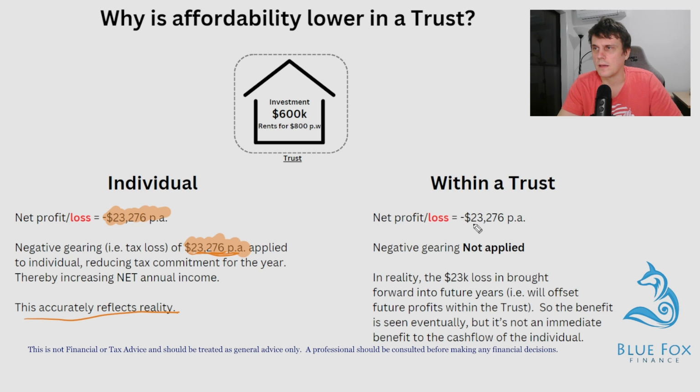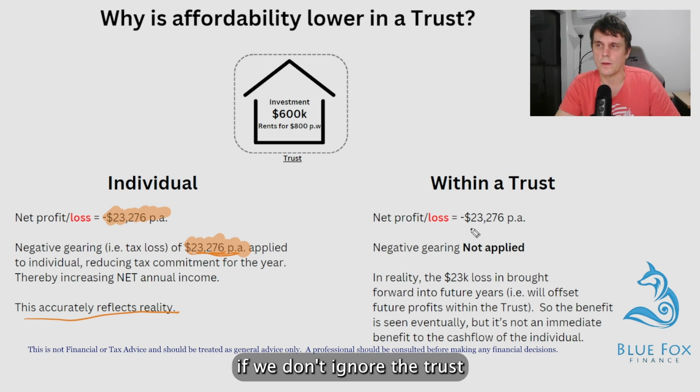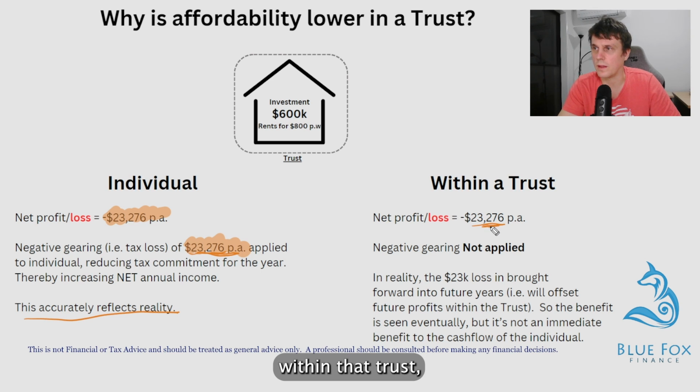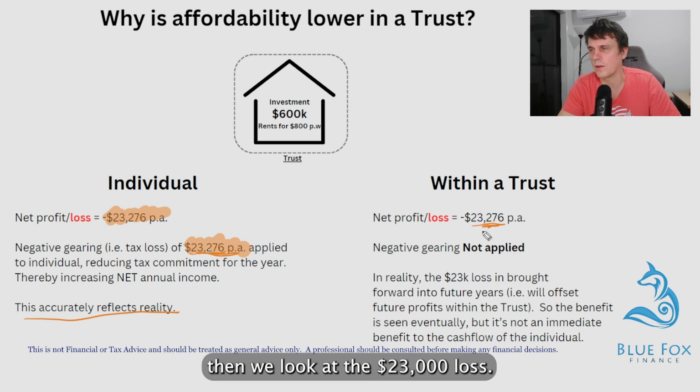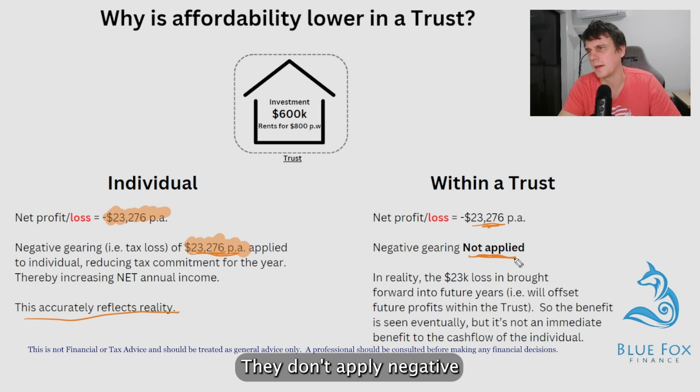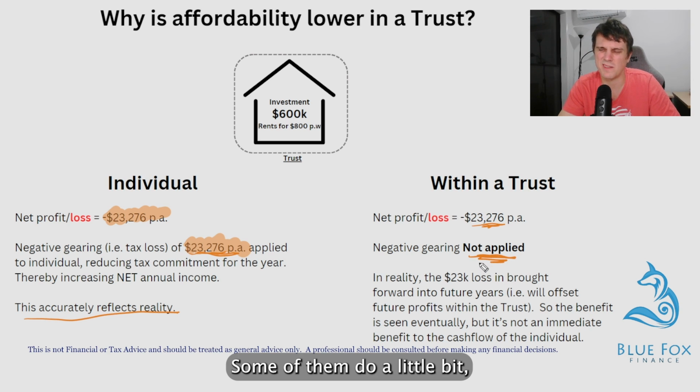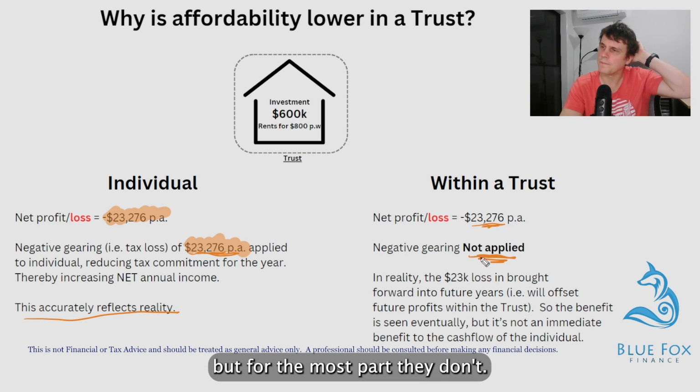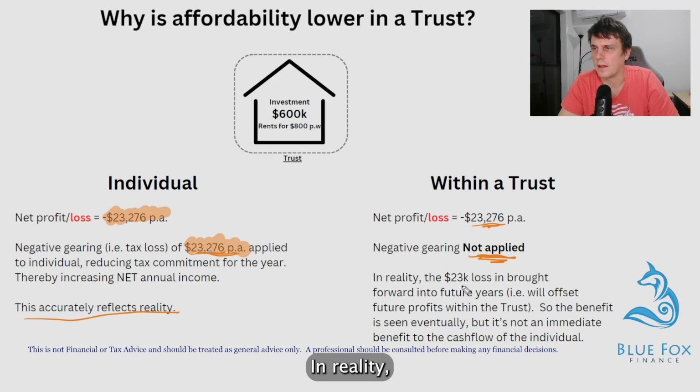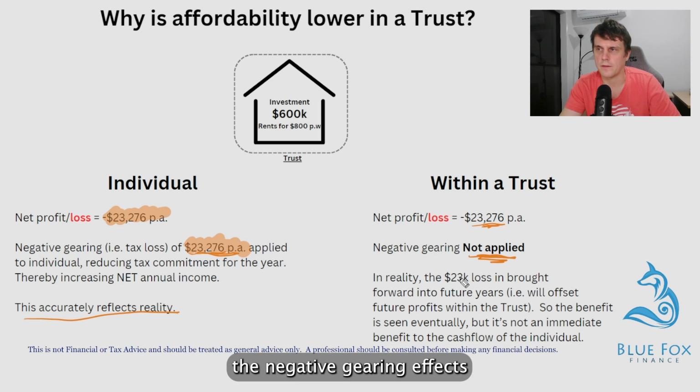Within a trust, if they do the same calculations, as in if we don't ignore the trust, and we can't, when we're purchasing within that trust, then we look at the $23,000 loss. They don't apply negative gearing whatsoever. Some of them do a little bit, but for the most part they don't. And in reality, there is a reason for this. The $23,000 loss, we don't get the negative gearing effects for that in our personal name immediately or ever, realistically. What we do get instead is we can carry that loss forward.